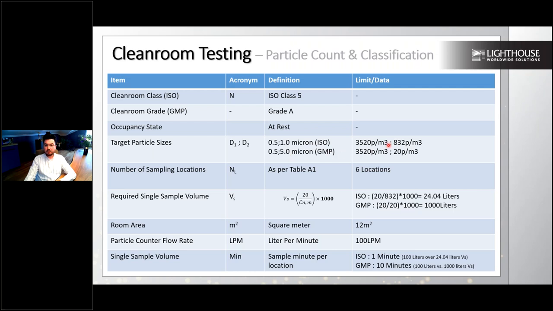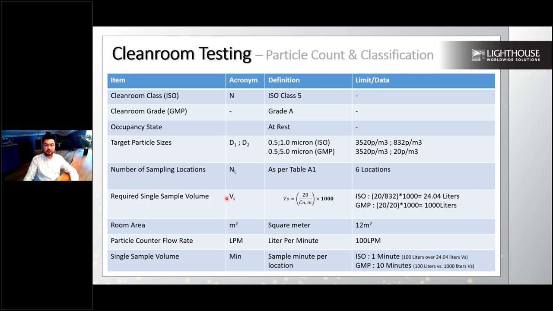And my particle limits are 3520 for 0.5 micron, 832 for 1 micron, and 20 particles for 5 micron according to GMP. And the number of sample locations, as per Table A1, both require 6 locations. Even if you are using the previous version, the current version of GMP refers to ISO 14644-1. It does not refer to the 2000, sorry, 99 version. That's why if any document refers to an ISO standard without the year on it, you will be moving to the final version. Since the current version of GMP says 14644-1 should be followed for the calculations, now we're following the 2015 version. That's why you need 6 locations to be sampled.